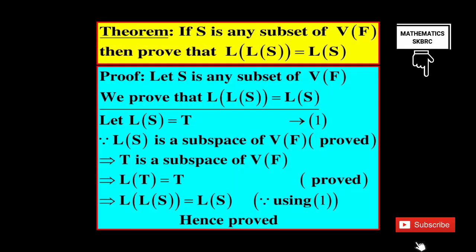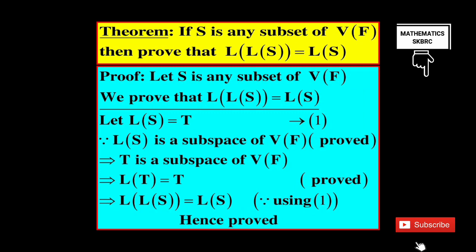If S is any subset of a vector space V(F), then prove that L(L(S)) is equal to L(S), where L(S) is the linear spanning set of S. Let S be any subset of a vector space V(F). We prove that L(L(S)) is equal to L(S). Suppose that L(S) is equal to T.